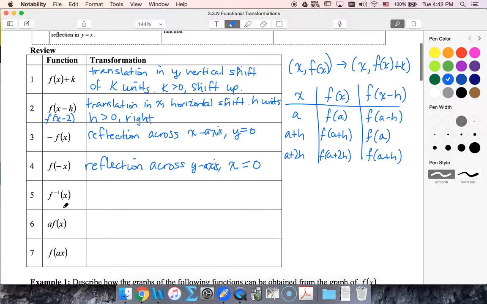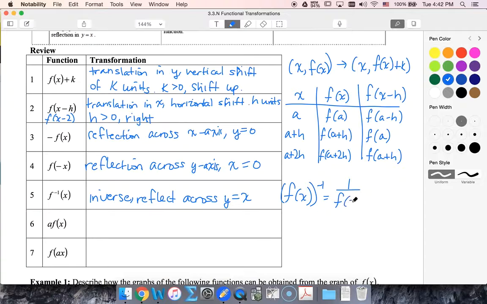This is my inverse. So we're going to reflect this across y equals x. Please don't confuse it with this. If I've got my inverse sign on the outside, what that really means, that's a negative exponent. So 1 over f of x is how I would graph this one.